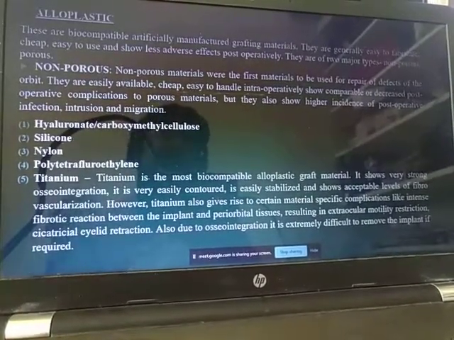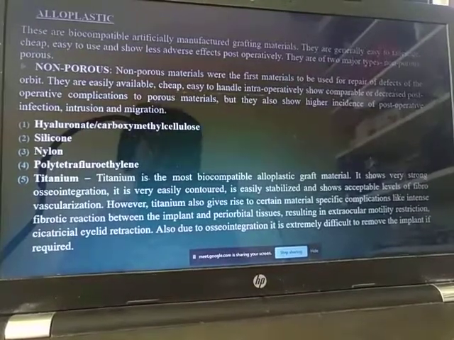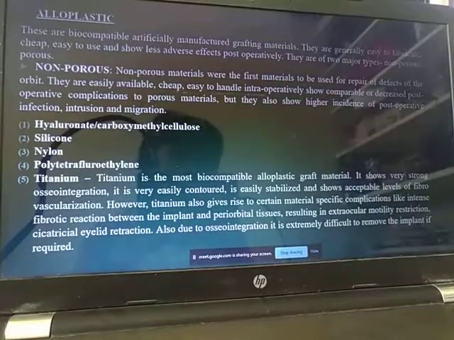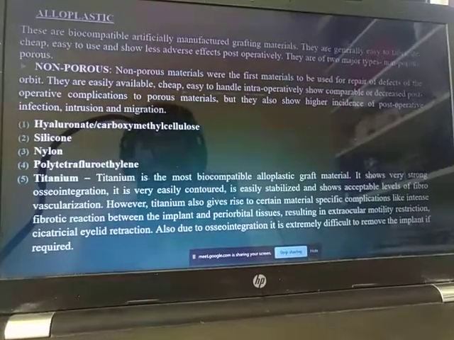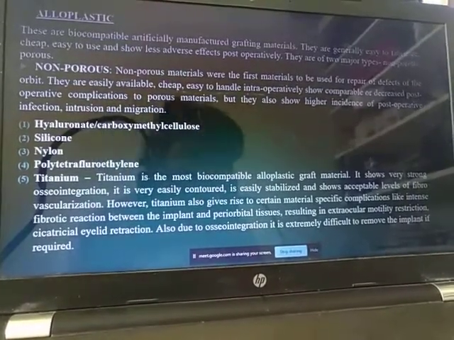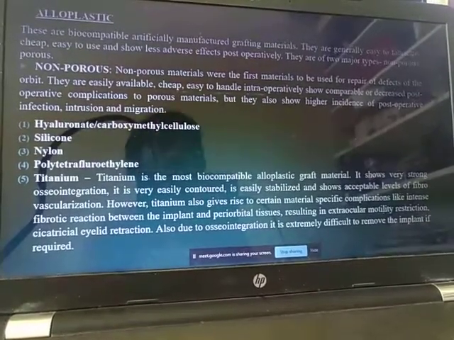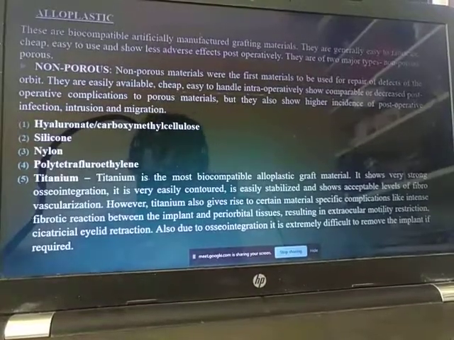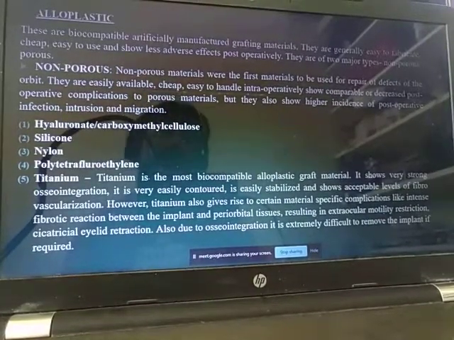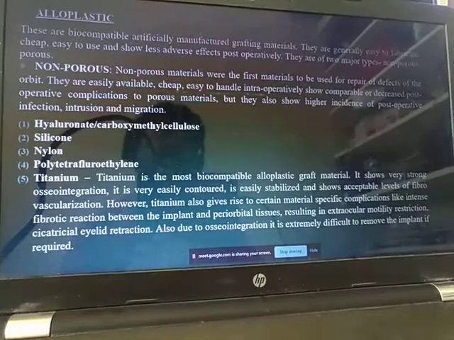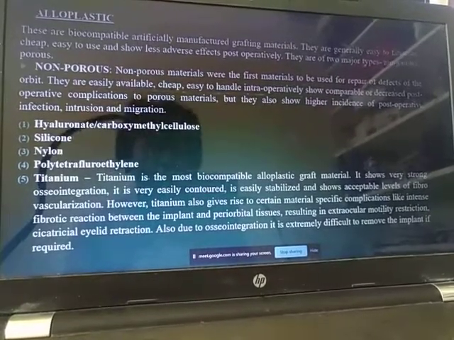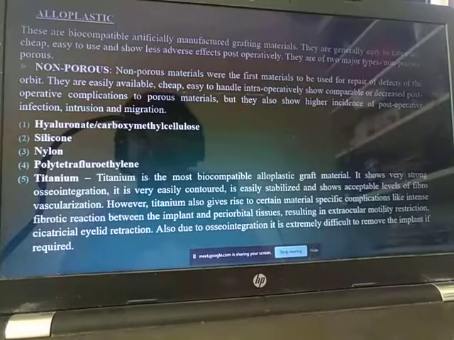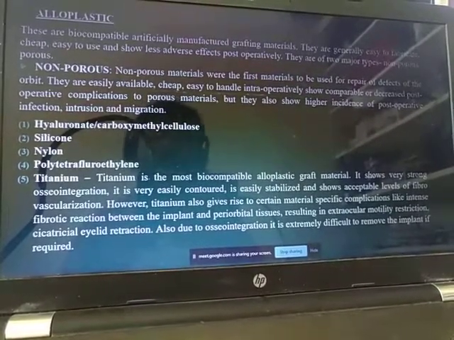Nylon was also used for a certain point of time, but its structural integrity was not that good, so it was also rejected. Polytetrafluoroethylene is a very good material. It has very nice structural integrity and is able to support the orbital contents very nicely, but the thing is it showed a very strong fibrous reaction, encapsulation, and thus caused hindrance in eye movements, so that was also stopped from being used.